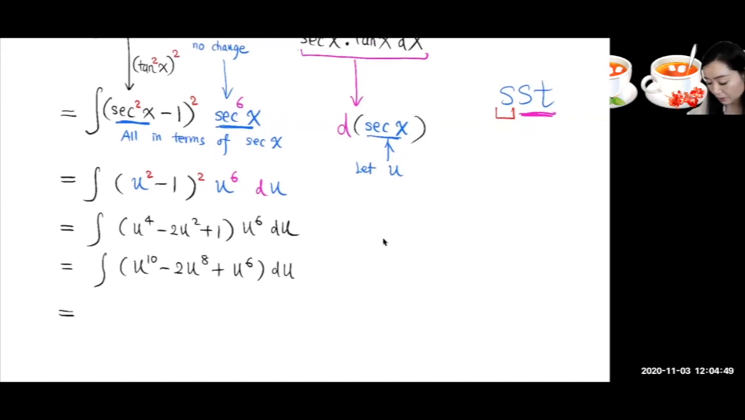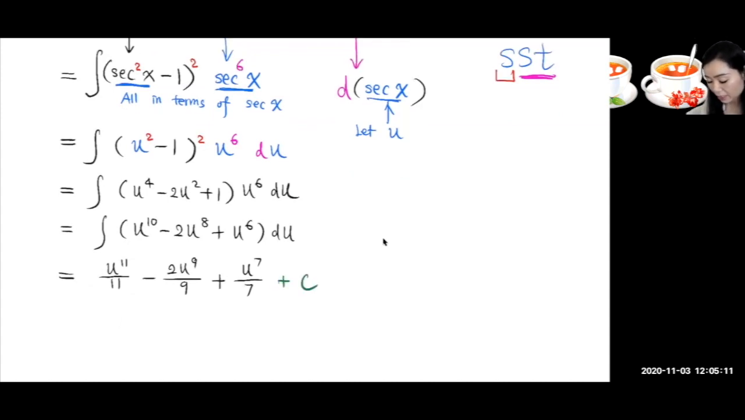So that will be u to the 11 over 11 minus 2u to the 9 over 9 plus u to the 7 over 7. And at the end, you add a constant, right? And don't forget to return back to x. So what is u? u is equal to secant x.